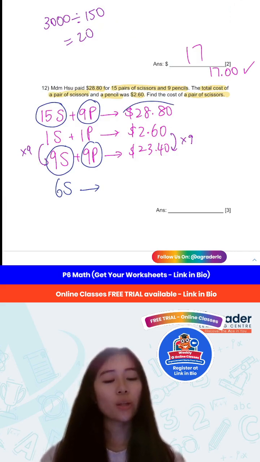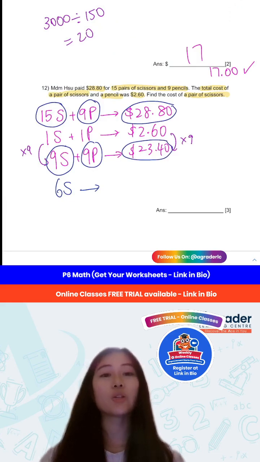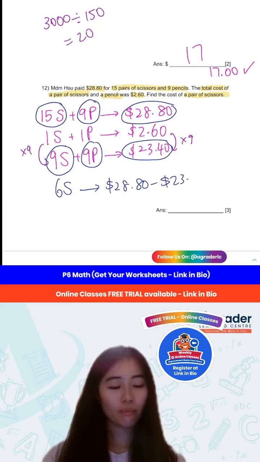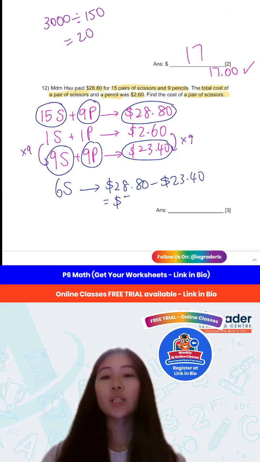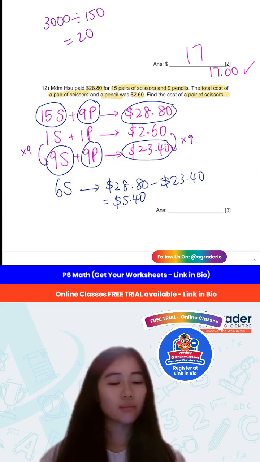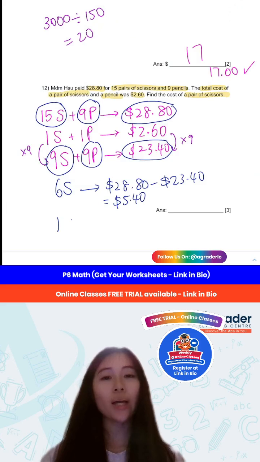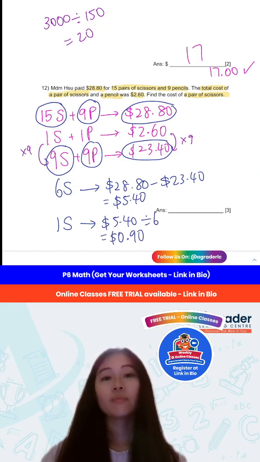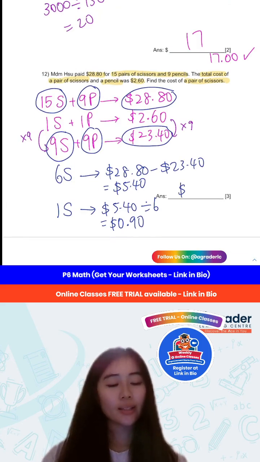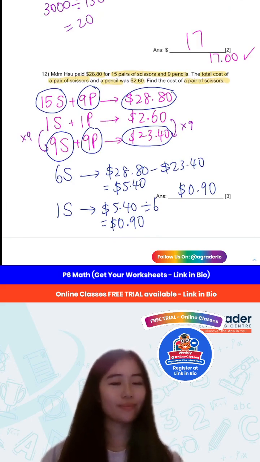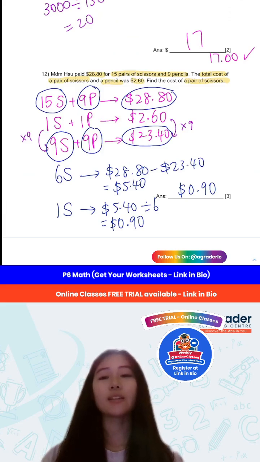Finally, use the 2880 minus the 2340. Okay, so this gives you $5.40 for 6 scissors. And then your last step is to find one pair of scissors by dividing by 6. Okay, so your final answer here is 90 cents, which I think most of you got correct. Yeah, okay, so that's great. 90 cents is the final answer.